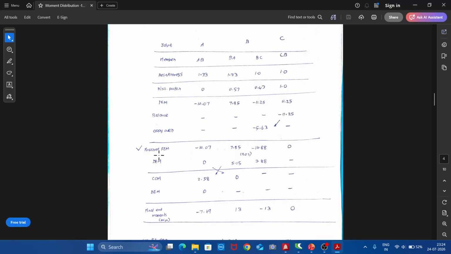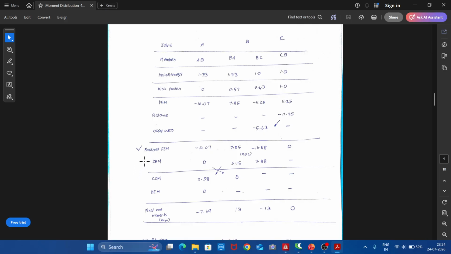Now this we call the finalized fixed end moment. This is the initial fixed end moment. Then by applying this balance and carryover, we need to finalize the fixed moment. So this will be minus 10.07, this will be 7.85, this will be minus 16.8, and this will be 0. Now we are going to do what is called the distributed end moment.